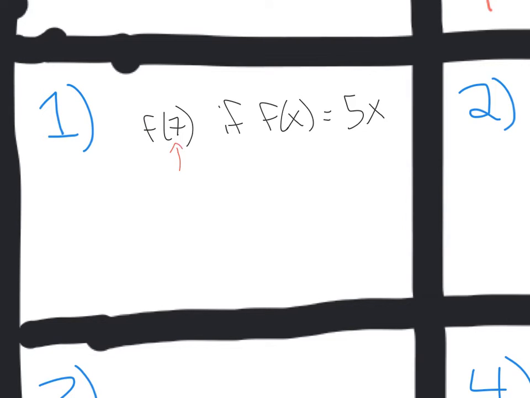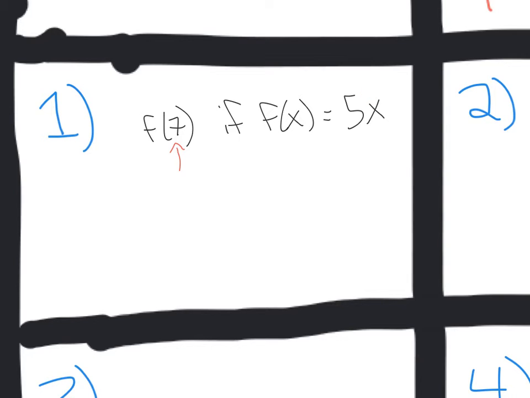So here we're actually going to take this function called f, and we are going to plug in the number 7 wherever we see an x into our rule, with 5x being our rule. 7 is going to be our input here, which we're plugging in for x. F is going to be the name. F of x, as an entirety, is going to be your output. So input, output, and here's your rule, 5x.